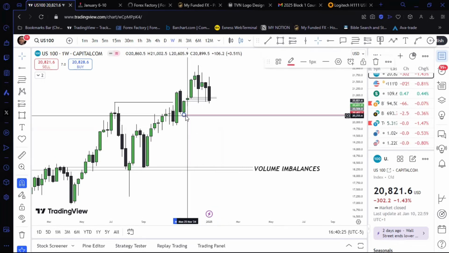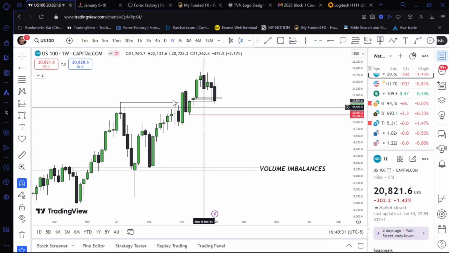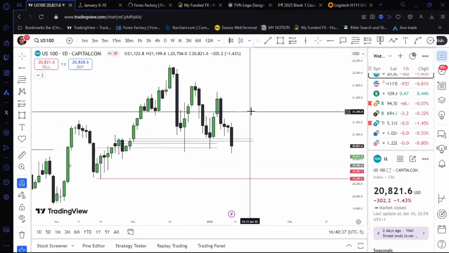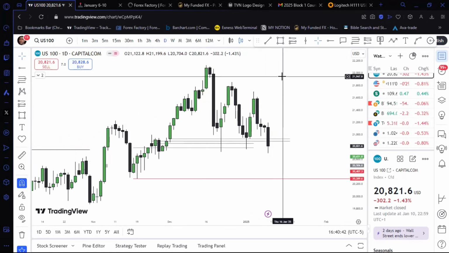20,407.3. Is it? Check the 20,289.6 rather. So knowing that, on my daily time frame, what am I going to be looking for? Daily premium arrays that can send me lower, right? Yes. Daily premium arrays that can send me lower.